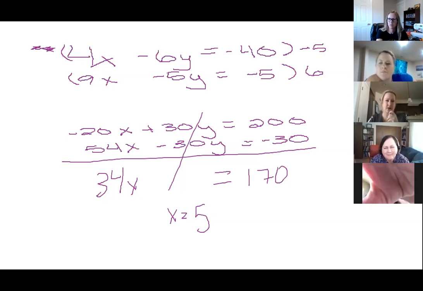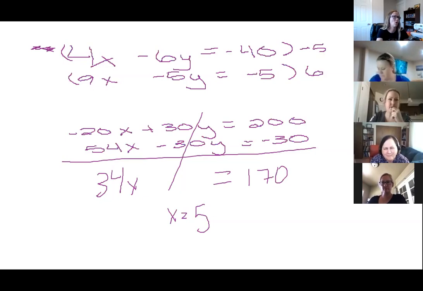Does it matter if you cancel the x or the y? No, it really doesn't matter. I'll usually pick whichever one looks easiest to try and cancel. And so what you did there, picking the y's, was probably a better choice. We had some smaller numbers we could get to with the 5 and the 6.